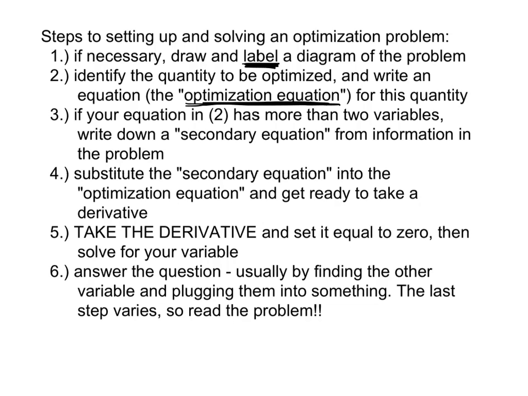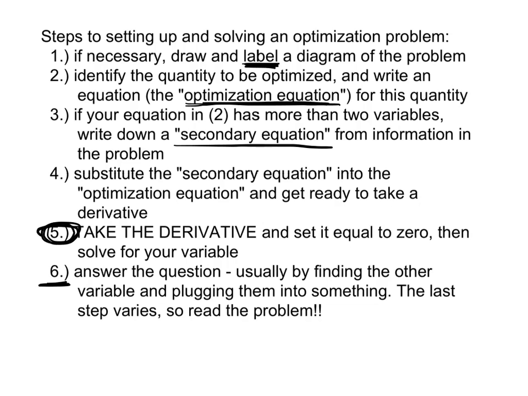Then the third step: if that equation has 2 or more variables, which it pretty much always will, you're going to need to find some secondary equation, and you'll see that in the problems coming up soon. Next, you substitute that secondary equation into the optimization equation and get it ready to take the derivative. In the next step, you take the derivative and set it equal to 0. This is the step where the calculus actually happens.